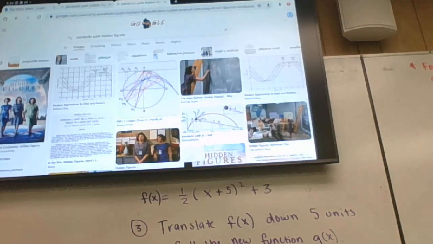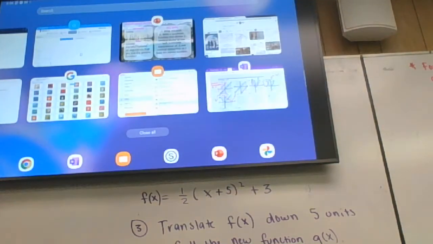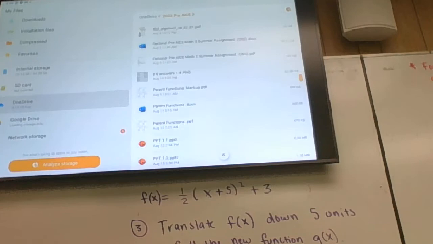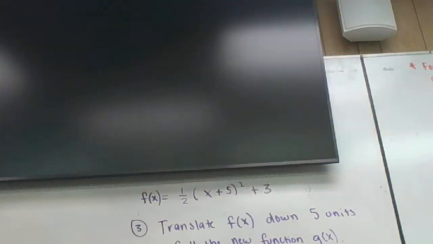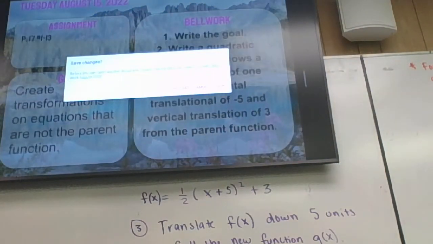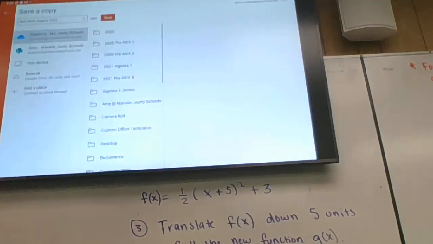Okay? So I have a little challenge for you. I want you to really see why transformations can be useful. So we're going to go to your notes now. Save that negative fraction.